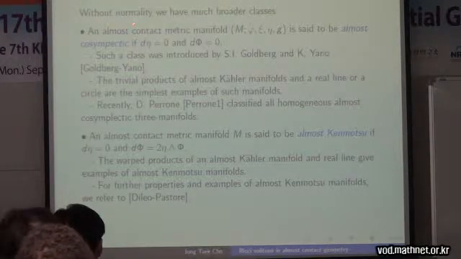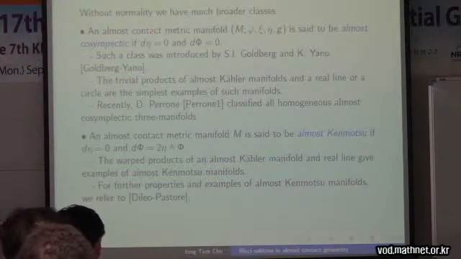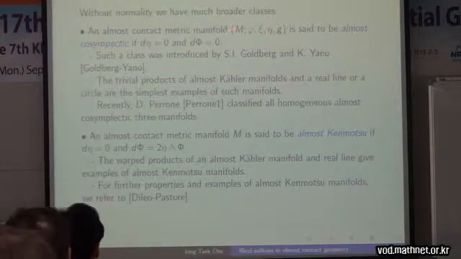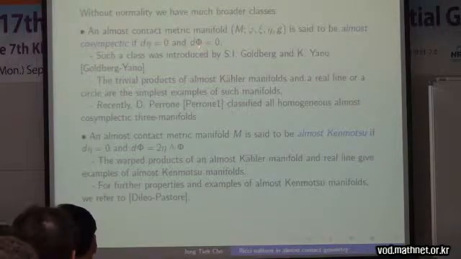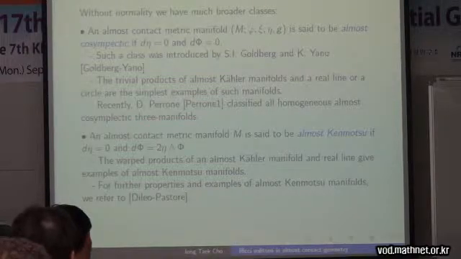Without the normality condition, we have much broader classes. An almost contact metric manifold is said to be almost cosymplectic if d eta equals 0 and d Phi equals 0. Such a class was introduced by Goldberg and Yano, and the trivial products of almost Kähler manifolds and the real line or a circle are the simplest examples of such manifolds. Recently, Perrone classified all homogeneous almost cosymplectic 3-manifolds.